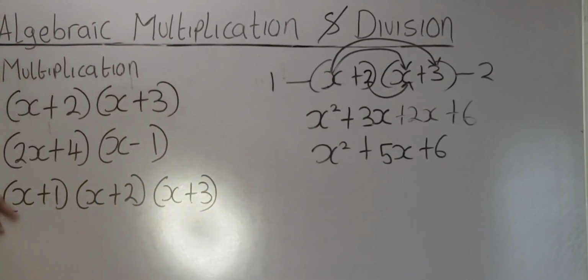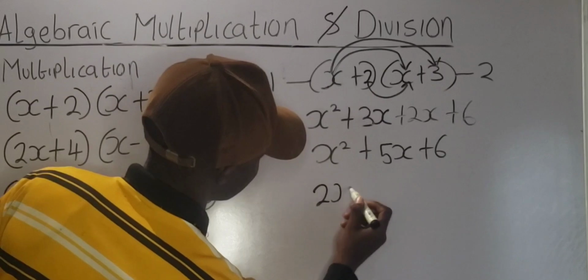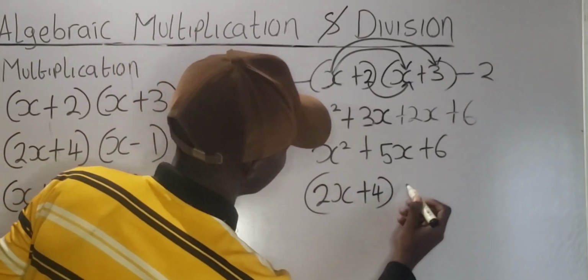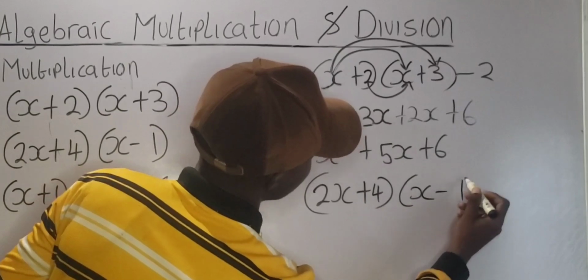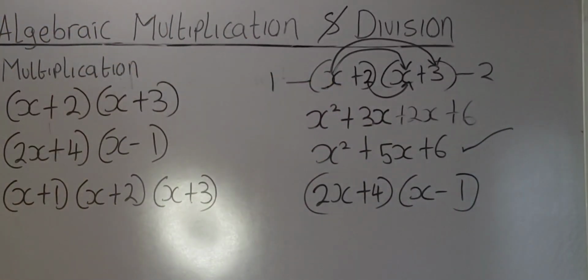Let's have another example, the second worked example. We are asked to take the product of 2x plus 4 and x minus 1. So this is correct if you get this. Now I want you to do something. Pause this video. Attempt this. When you are done, then play the video, then check whether your answer is correct. Do you understand? That is how to learn.